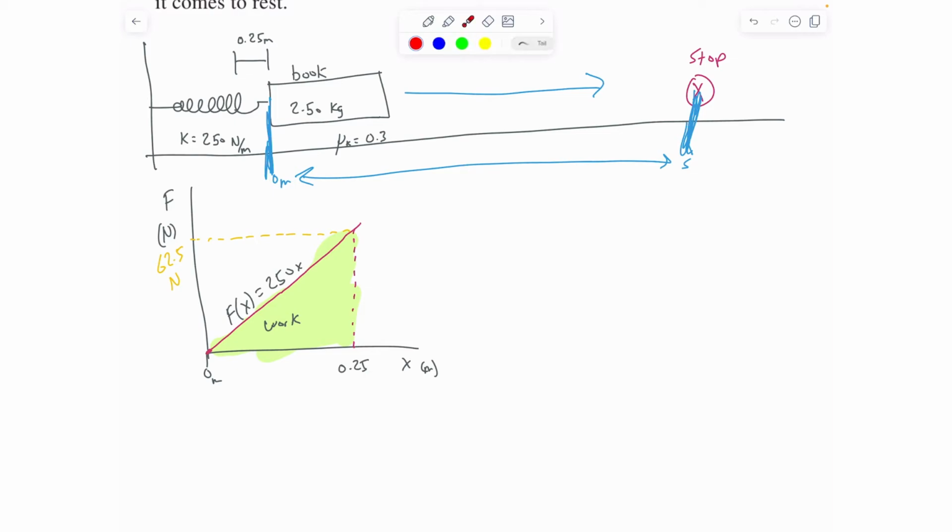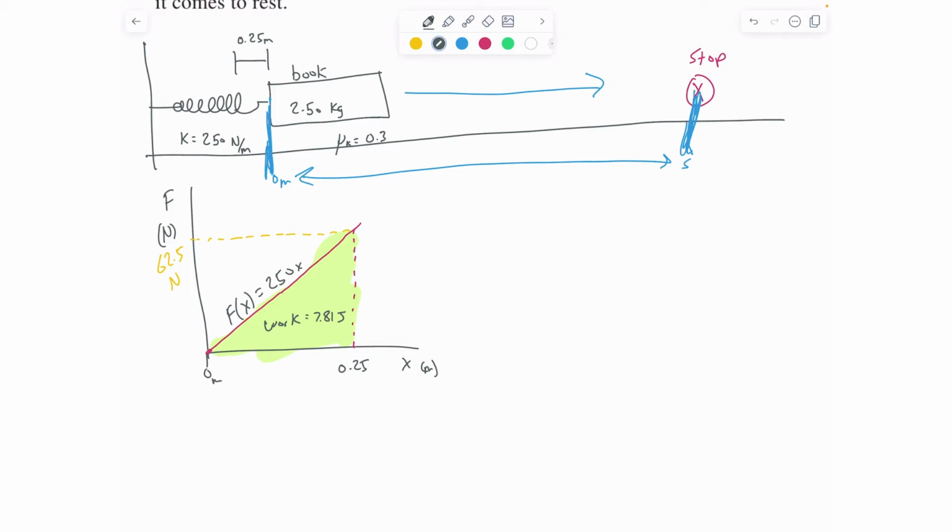So how do you find this? Well, it's pretty easy. You just do 62.5, which is this, times 0.25. Well, not a square, but it's a rectangle. You just do this times this, but it's half of that, right? So it's half of this times this. And if you do that, you'll end up with 7.81 joules. That's how much work you have, maybe using your muscles, you have put into this. So your muscles have done 7.81 joules of work.